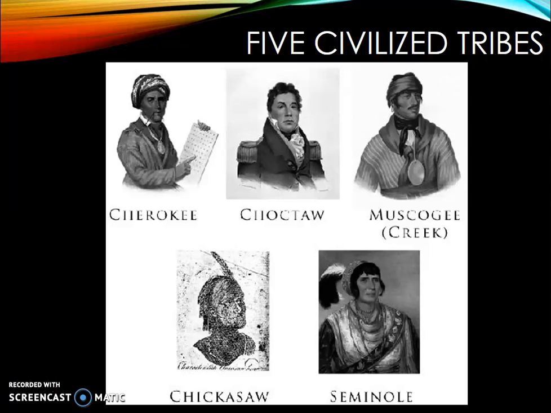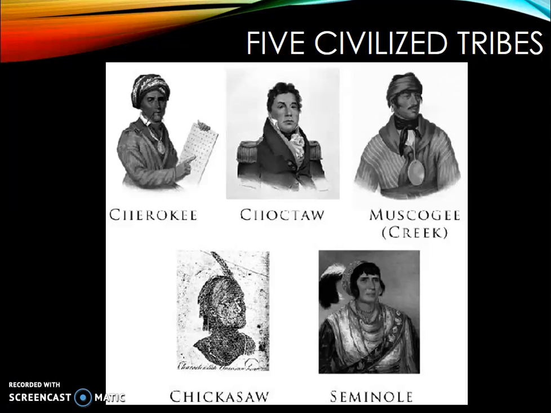Creek, you should remember, because of Andrew Jackson and his involvement in the Creek War and the Creek Indians signing the Treaty of Fort Jackson. And then Seminole should be easy to remember because it's the only one that doesn't start with a C. You can think of the Florida Seminoles. These Native Americans are living in Florida, which is why we have that sports team called the Florida Seminoles.